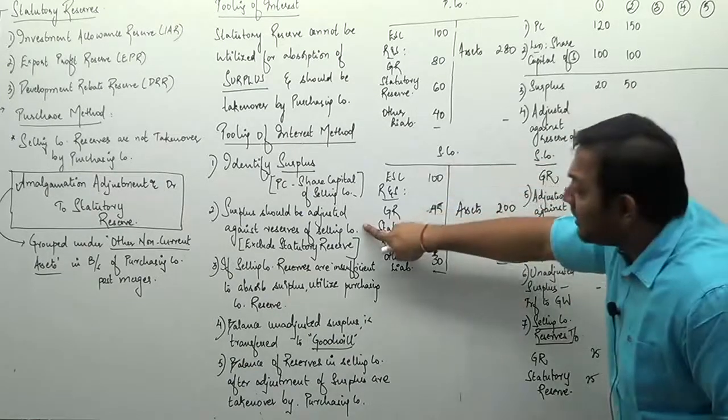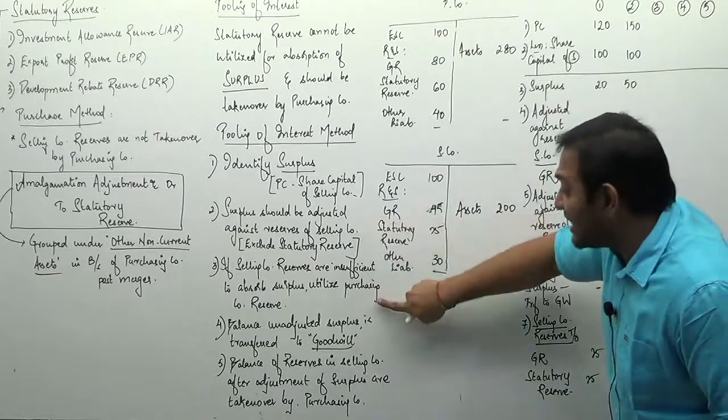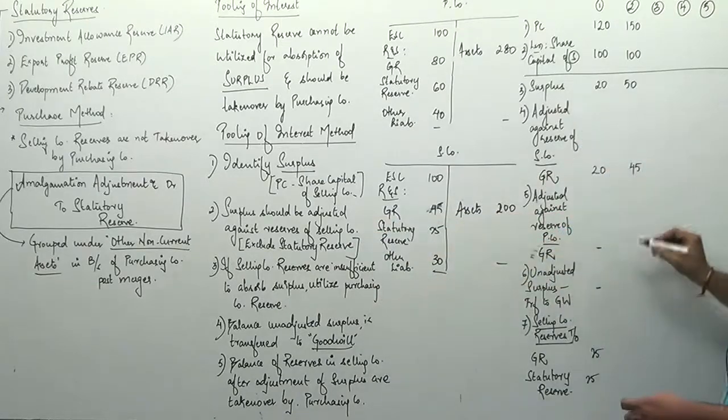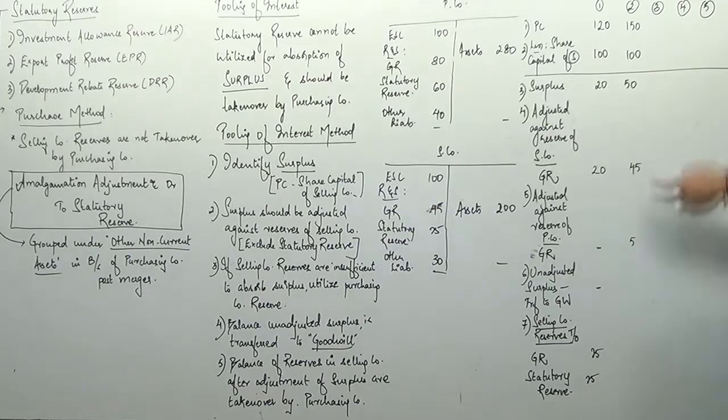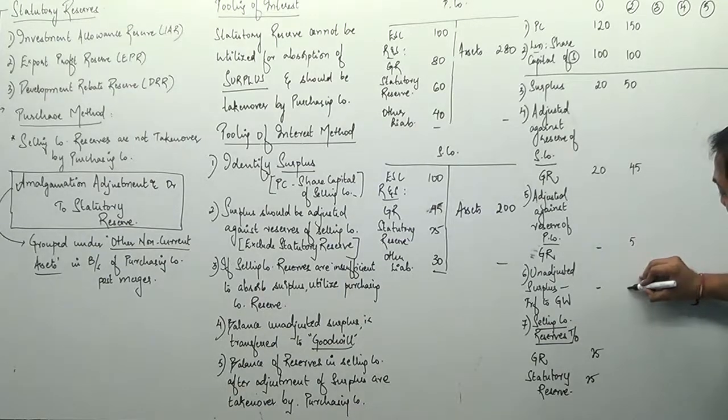So what did we say? If selling company reserves are not sufficient, then start using purchasing company reserves. So I use, let's say, 5 from general reserve of purchasing company. Now check. Sufficiently absorbed. Surplus is completed. Now unadjusted surplus is 0.